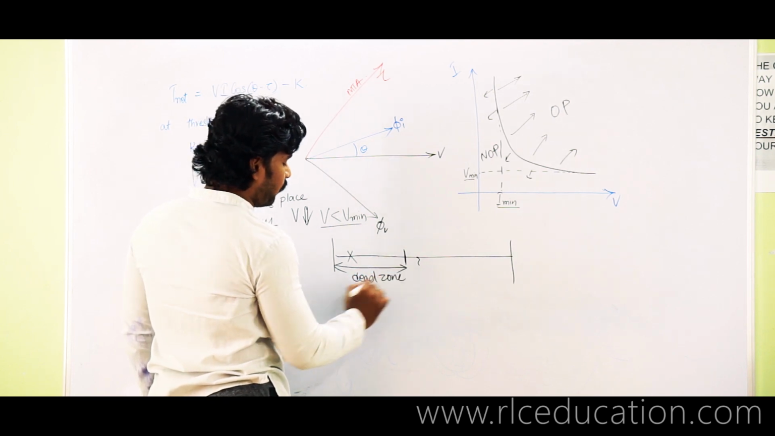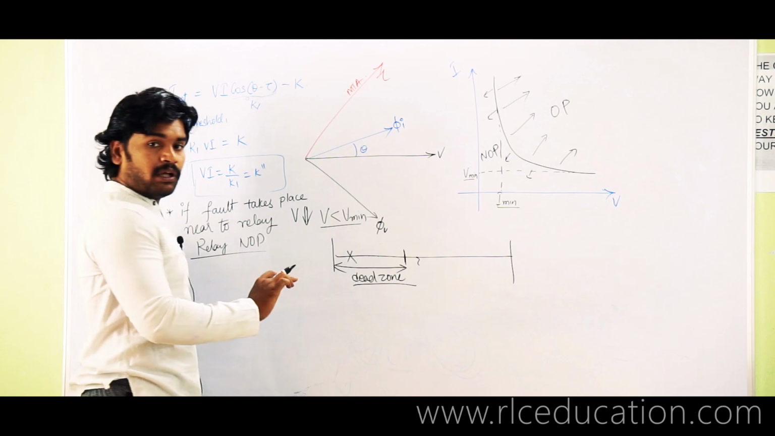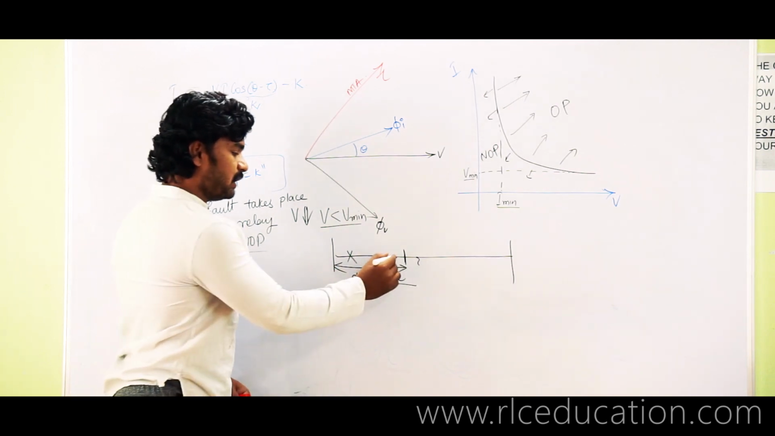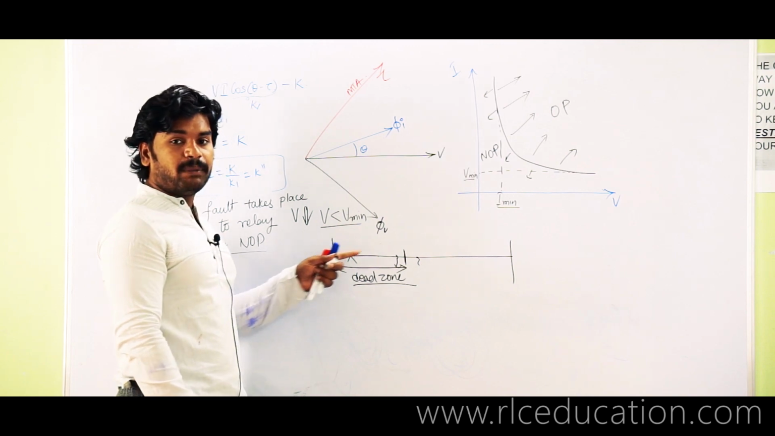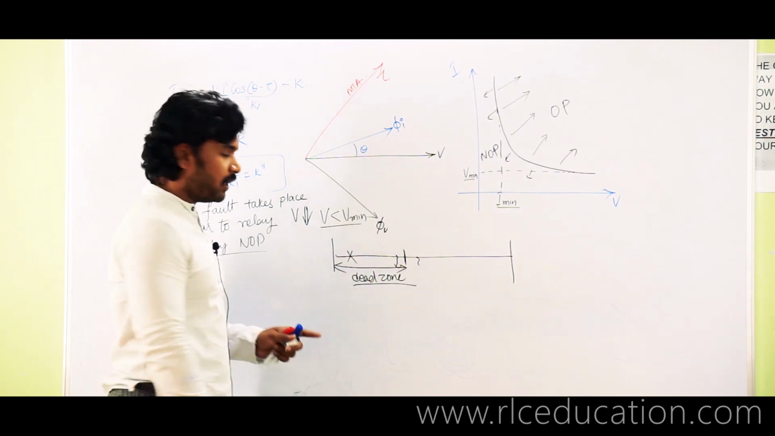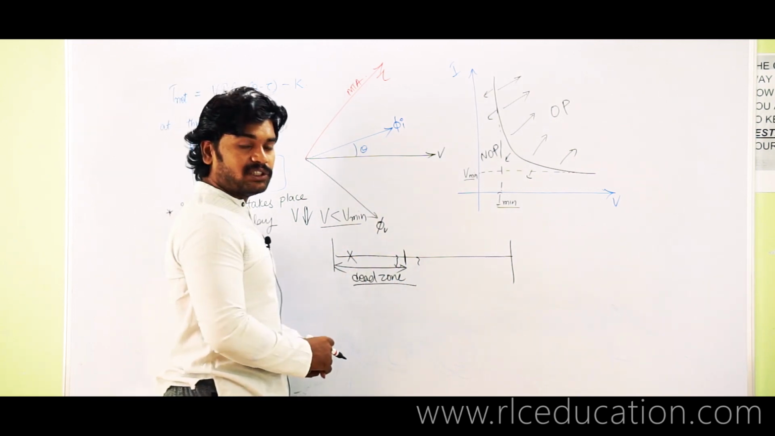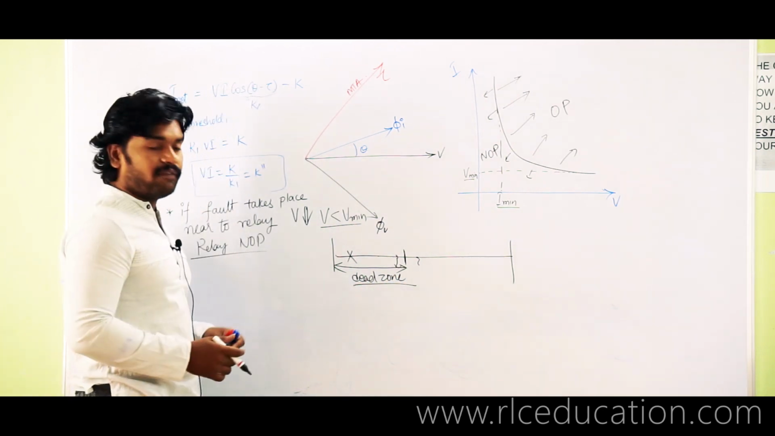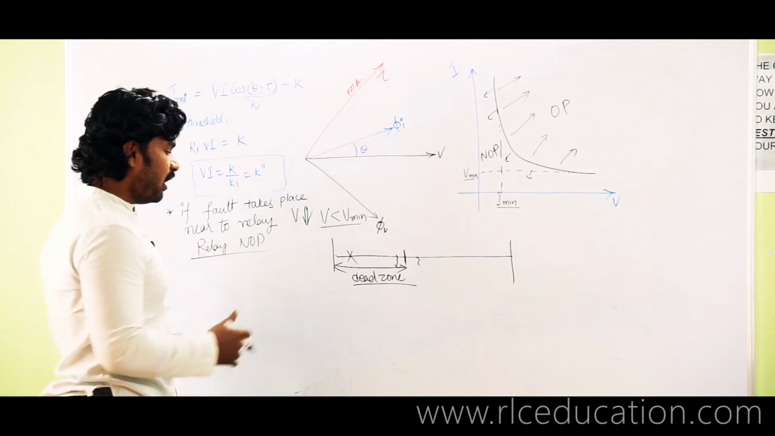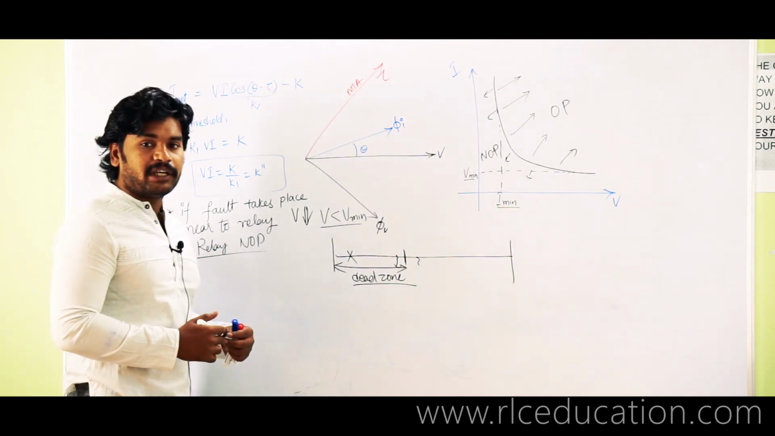That means if any fault takes place within this zone, suppose if fault takes place here, the voltage available at the relay will be less than the V minimum and the relay will not operate. So this region is called the dead zone. It is a zone up to which the relay will not operate. This point is called the dead zone concept.